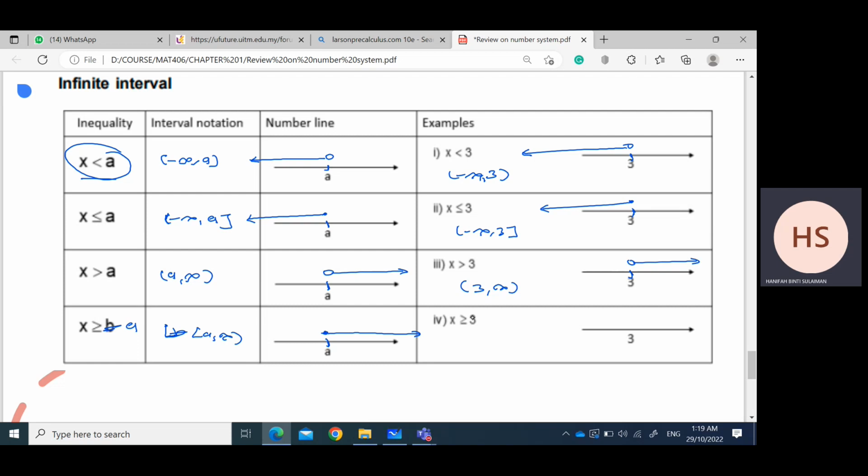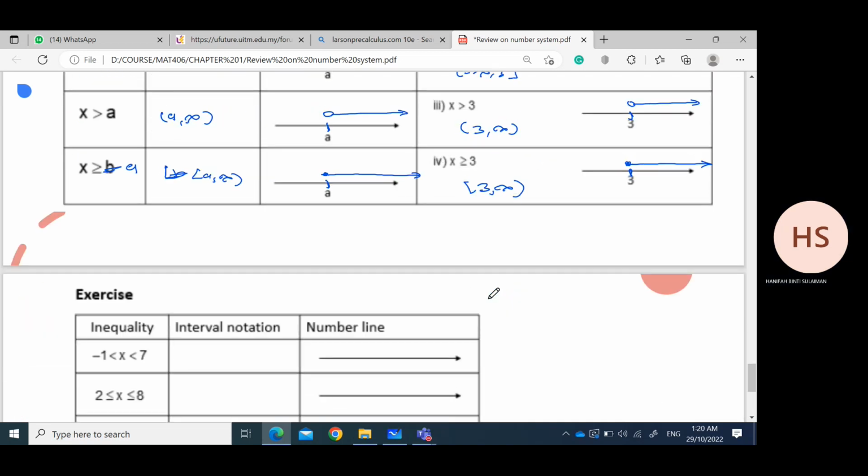For example, x is greater than or equal to 3. So this value of x touches 3, maksudnya termasuk nilai 3, and the numbers of x keep increasing as it goes to the right. In interval notation, we can say 3 with a close bracket and goes to infinity, which is an open bracket.